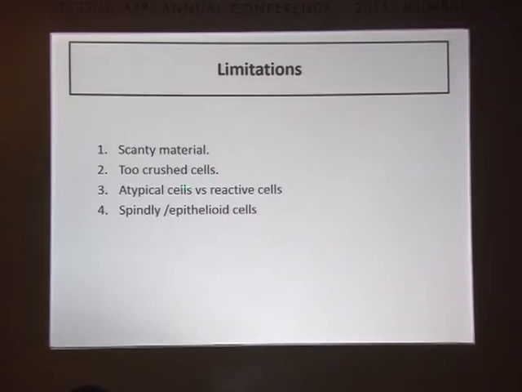Then sometimes the cells are there, but they are too crushed, so that is a technical problem. Rarely you have an interpretation problem, when there are atypical cells and you don't know whether they are reactive or neoplastic, but you can say representative. Sometimes there are spindly or epithelioid cells where you don't know whether it is carcinoma or sarcoma, because you can get epithelioid sarcoma, and you can get sarcomatoid carcinoma.